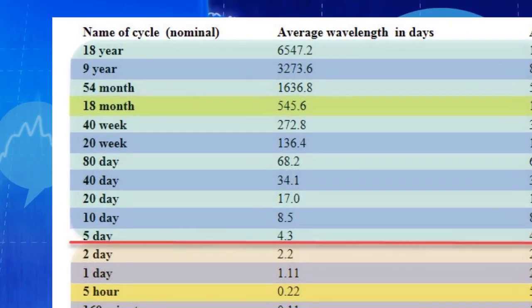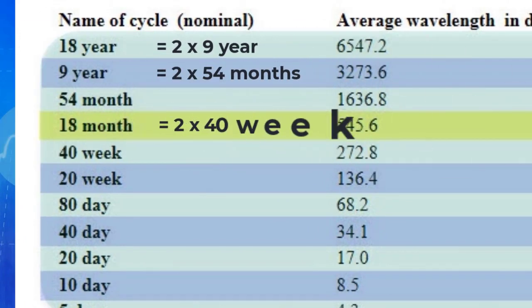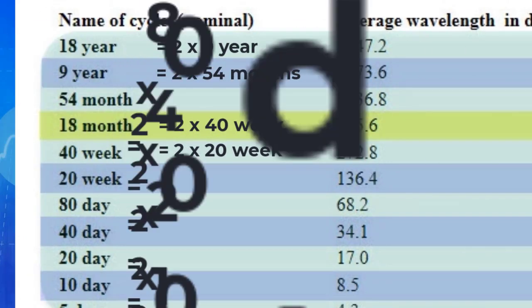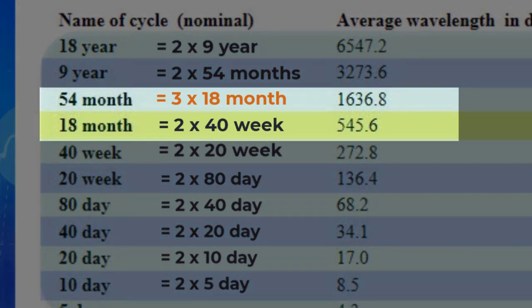Let's take a look at the part of the nominal model that was defined by Hurst. You will see that the ratio between the wavelengths of these cycles is in each case 2-to-1, except for one case in which the ratio is 3-to-1. And that is highlighted in yellow there. It is the ratio between the 18-month cycle and the 54-month cycle.